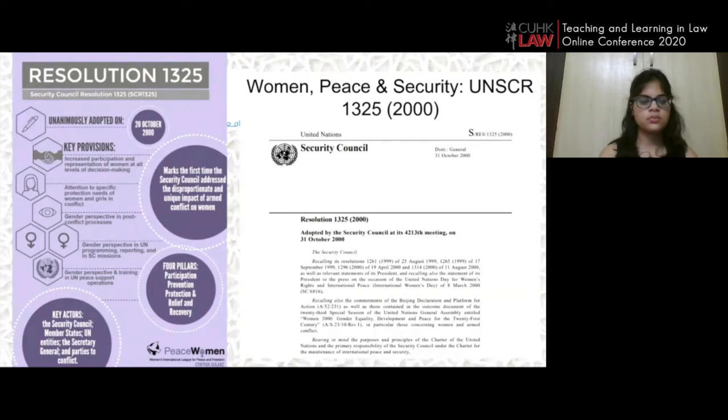Now, women, peace, and security is connected to the Sustainable Development Goals, or the SDGs, that you've probably heard of, which were adopted by all UN member states in 2015 as part of the 2030 Agenda for Sustainable Development. Women, Peace, and Security bridges SDG 5, which relates to gender equality, and SDG 16, which relates to peace, justice, and strong institutions.